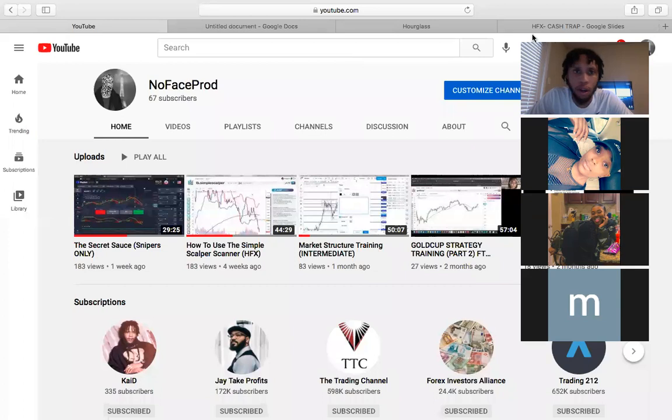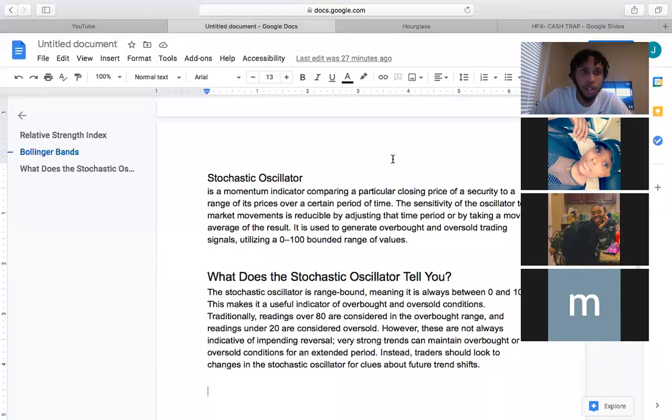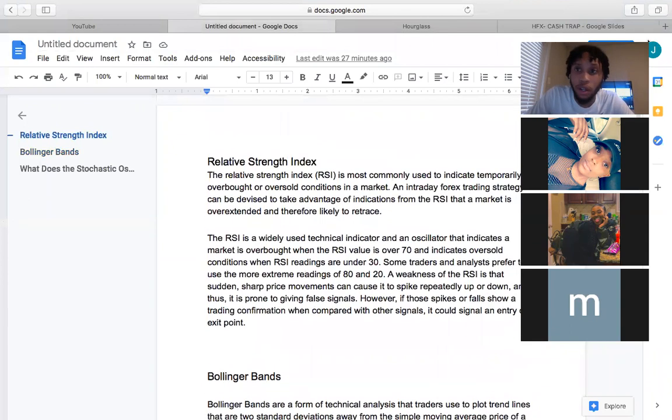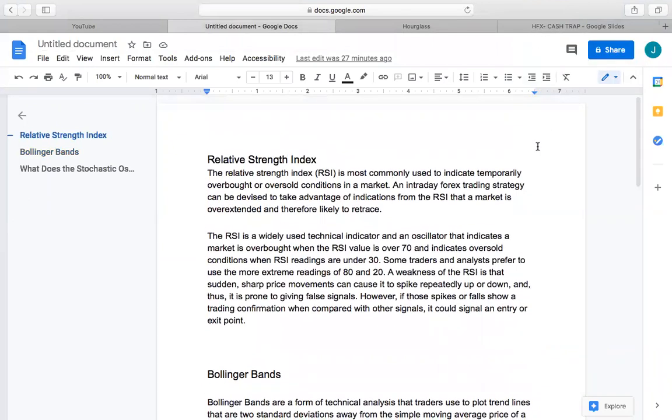So check this out. Oh, let me go to my Google Docs. So check this out. I need everybody to understand what RSI really means, the relative strength index. So I'm gonna read it to you. The relative strength index, RSI, is most commonly used to indicate temporarily overbought or oversold conditions in a market. So basically saying, okay, if the market gets too high, that means it's overbought, it has to come back down. If the market gets too low, it's oversold, right? It has to come back up. I want y'all to understand that the market lives for equilibrium, so it must always balance out. And that's what this indicator is here for.